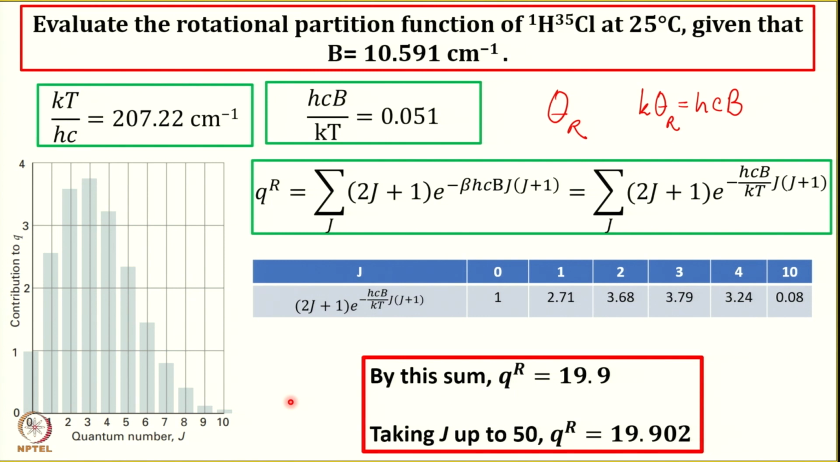In this numerical problem, we first checked whether we can ignore the temperature constraint and directly jump to the high temperature result. For that, first calculate theta r and compare it with the experimental temperature. We decided to go by the explicit summation method, where you vary the value of j from 0 onwards. Even for j from 0 to 10, summing up all these terms gives a rotational partition function of 19.9. Even if you include contributions up to j equal to 50, 19.9 only changes to 19.902.